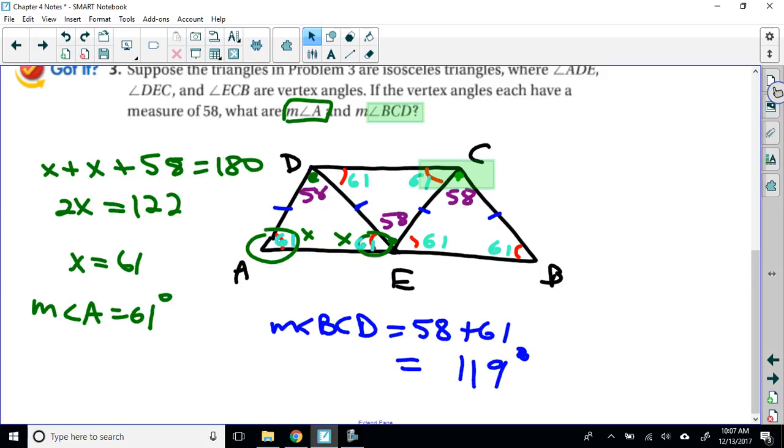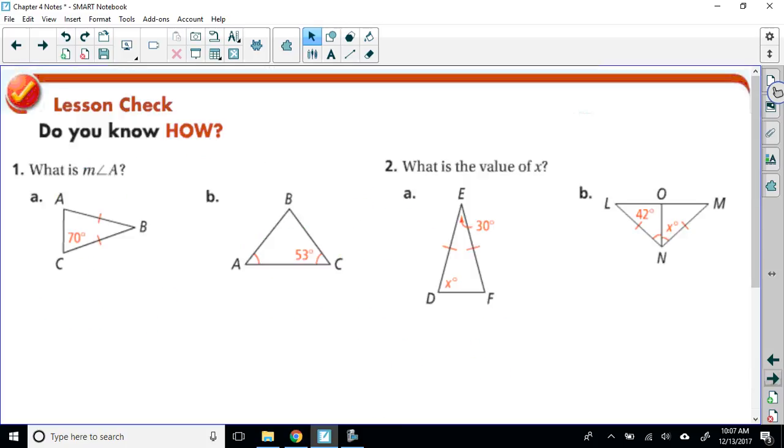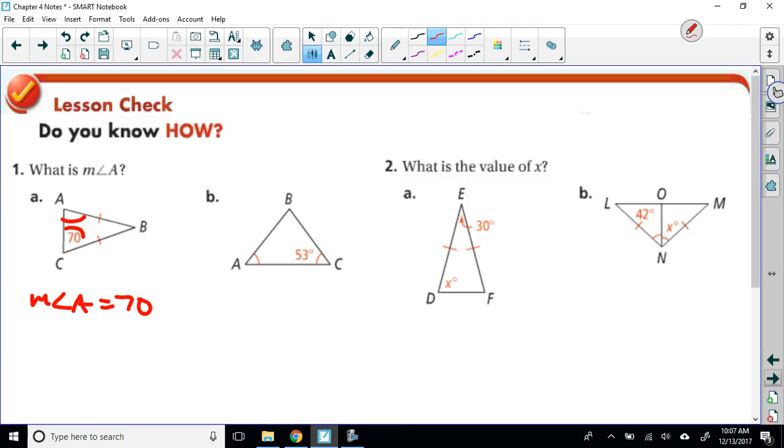Let's see what else they got for us. Wow, just about done. Lesson check. Measure of angle A. Huh. Oh my gosh, really? The base angles are congruent. The measure of angle A is 70. That's easy. The measure of angle A. Base angles are congruent. The measure of angle A is 53. That's easy. The value of x.